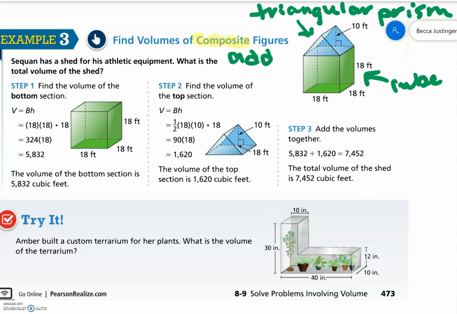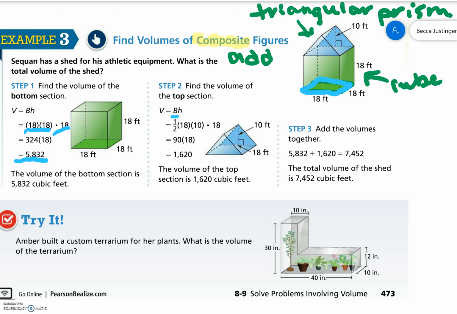So the volume of the bottom section is a cube. You should know length times width times height, or big B times H. The base is a square. That's 18 by 18. So 18 times 18, length times width, times the height, which is 18. So the volume of the cube is 5,832 cubic feet.